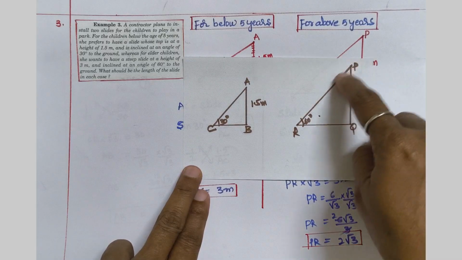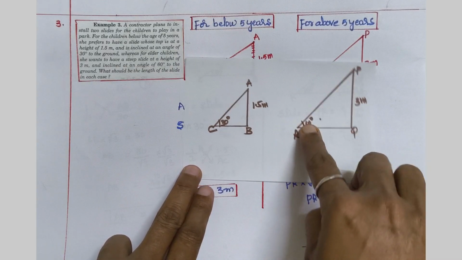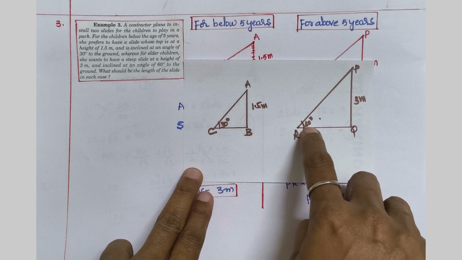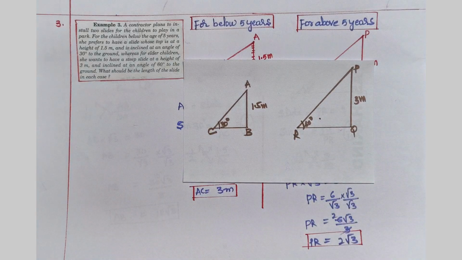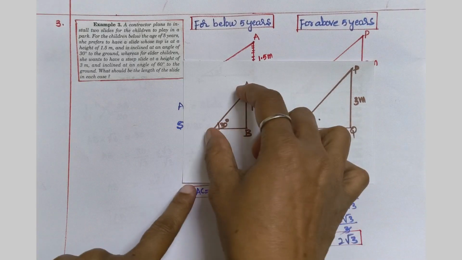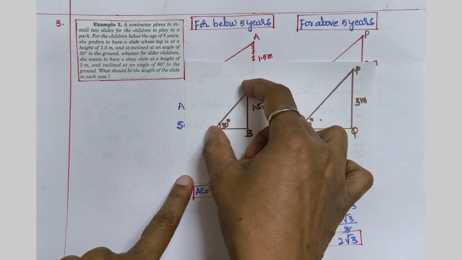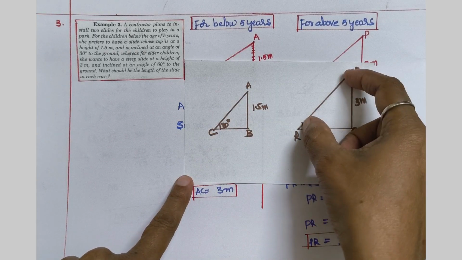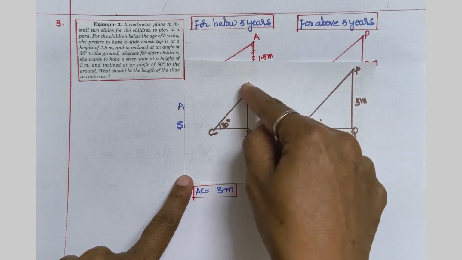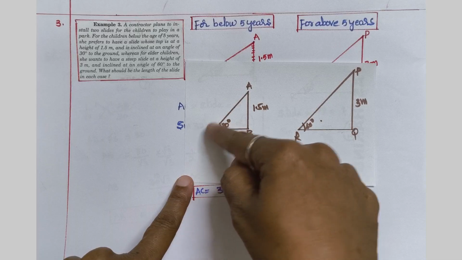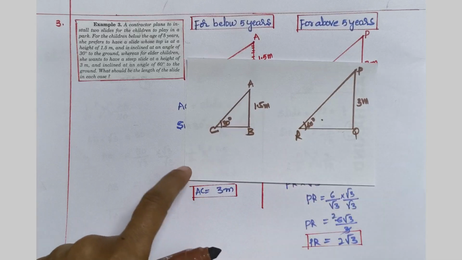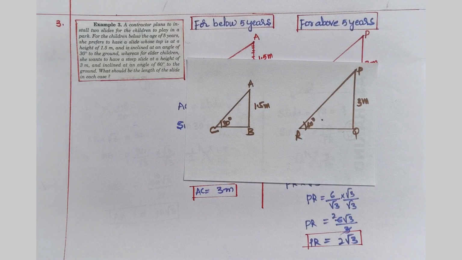Next, above 5 years, how much height is there? 3 meter is there. This is a slide. The angle of this slide to the ground level, how many degrees is there? 60 degrees. Now we will find the length of the slide for below 5 years, and the length of the slide for above 5 years. In this diagram AC we have to find. In this diagram PR we have to find. This is the question.